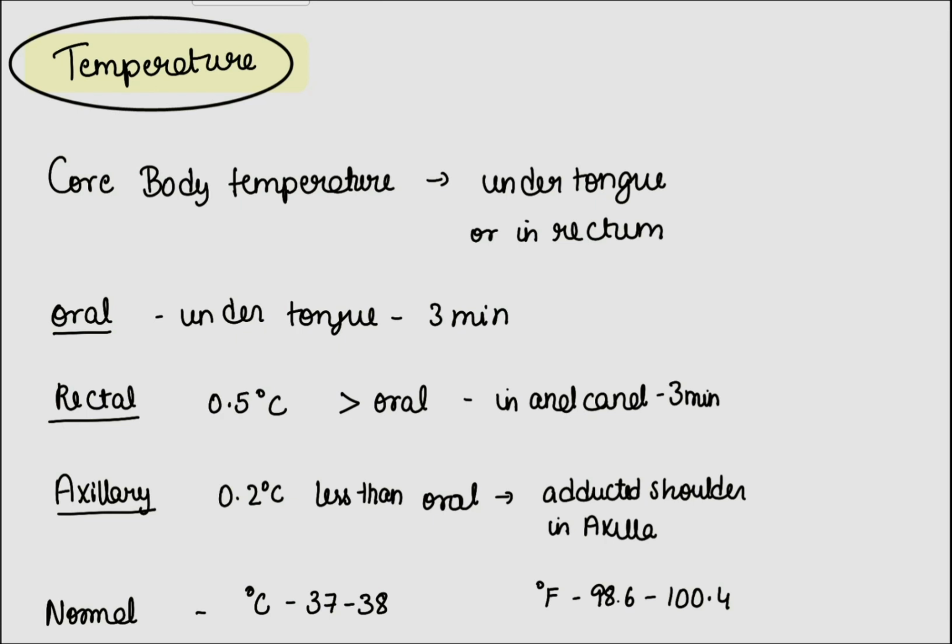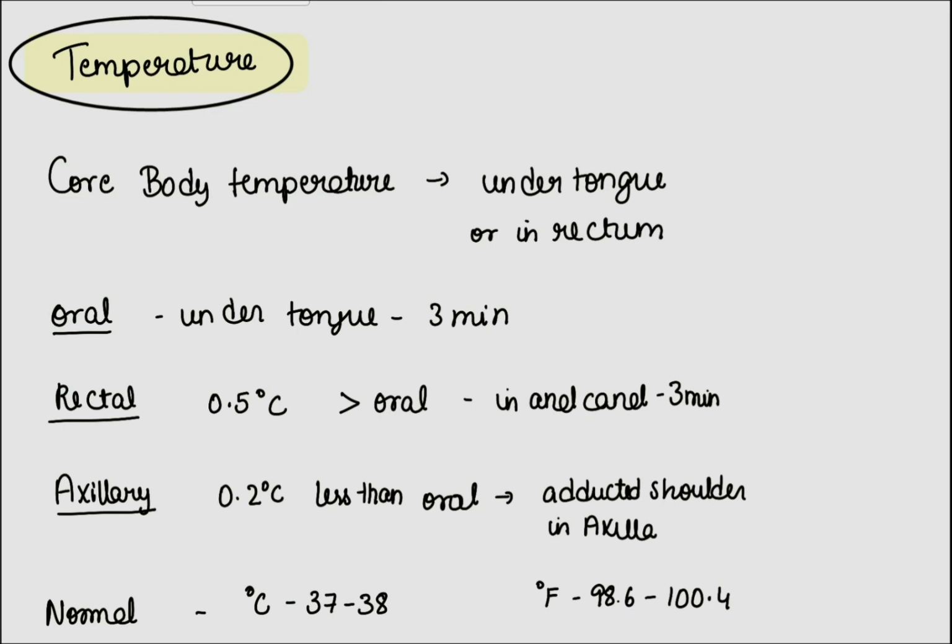Usually, the routes of measuring include oral, under the tongue. The thermometer is kept for 3 minutes. Rectal temperature is 0.5 degree more than oral temperature. The thermometer is kept in the anal canal, 4 to 5 centimeter deep, for around 3 minutes. Usually in infants, that's how we measure.